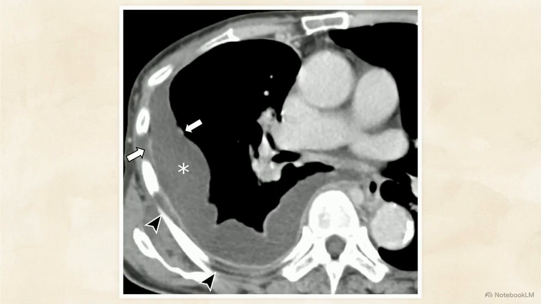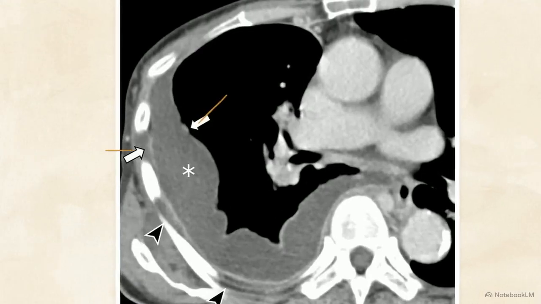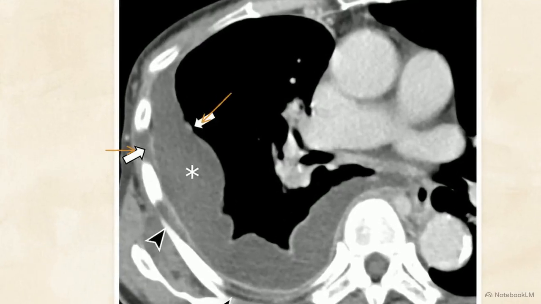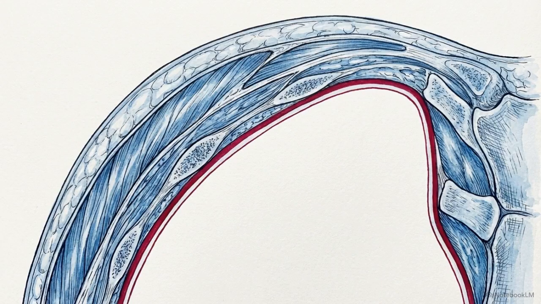CT is highly effective at identifying morphological markers of inflammation, like the split pleura sign in this empyema. Severe infection causes hypervascularity. Under contrast, the visceral and parietal layers enhance, becoming clearly visible as they are physically pushed apart by the encapsulated exudative fluid. While contrast CT maps the inflammatory envelope, it often misses the internal mechanical organization of the fluid.